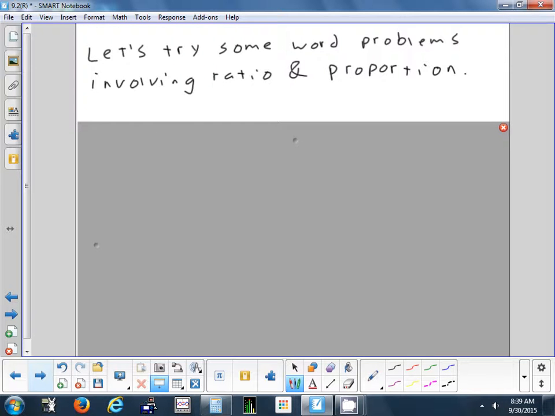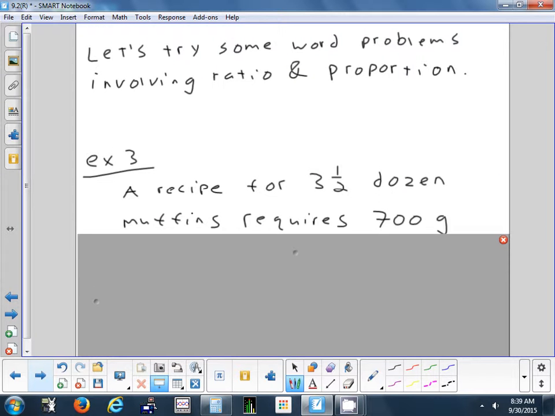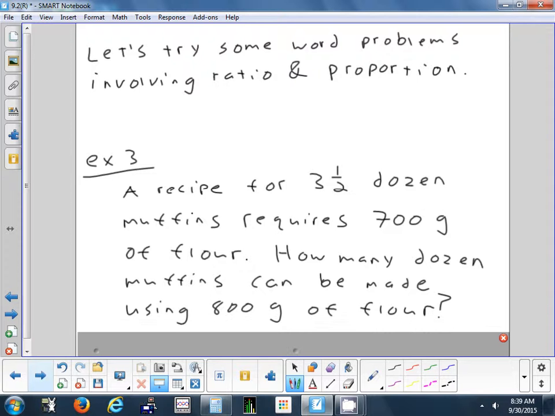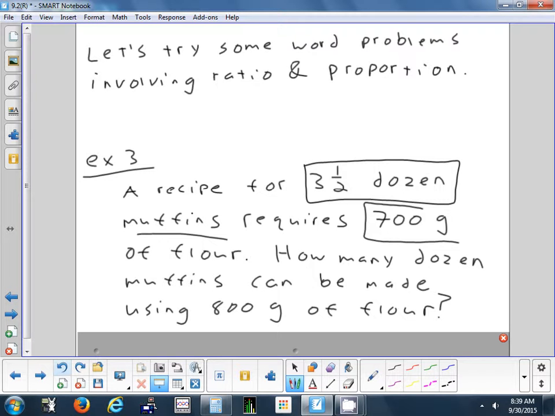All right, so let's try a couple word problems. Okay, and we're going to show you guys how you can set this up. Do you already have this written? Yeah, good. All right. So this says a recipe for 3.5 dozen muffins. Okay, so that's probably important. 3.5 dozen. So you know what I'm going to do? I'm just going to group that together. 3.5 dozen needs 700 grams of flour.